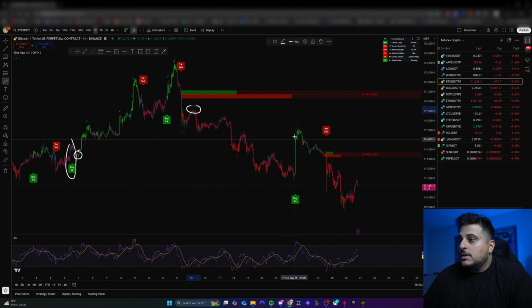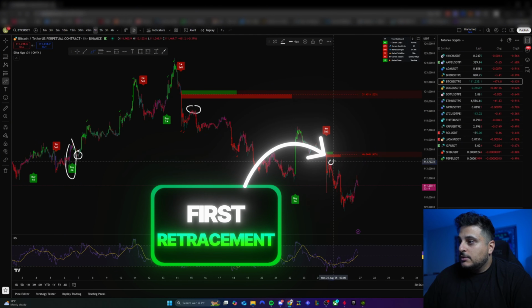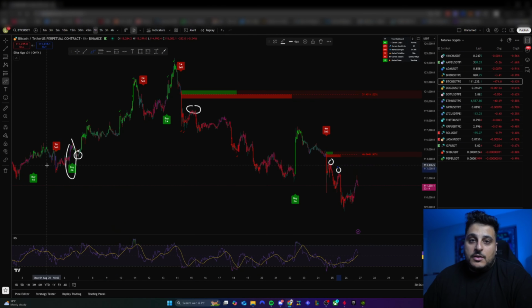As you can see, the buy signal, this didn't end up getting a retracement. This sell signal, this got a retracement right over here. And then again, right over here. As you can see, very simple.